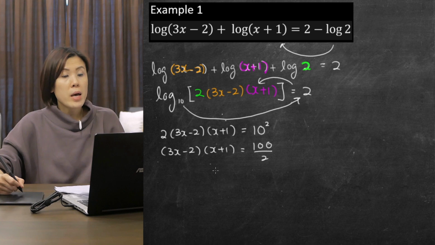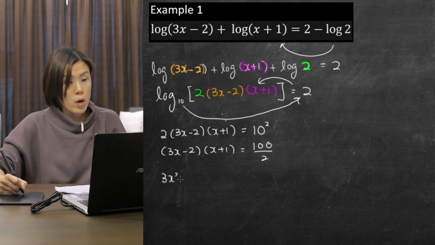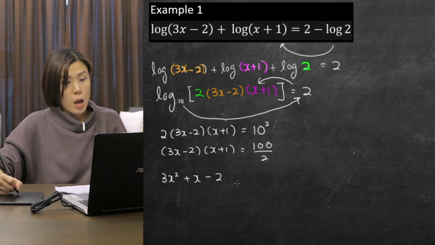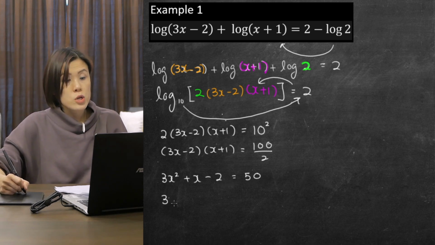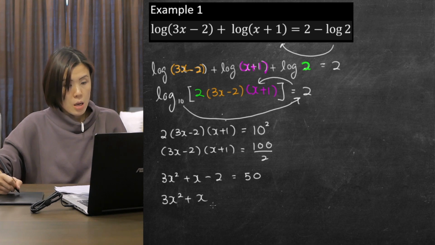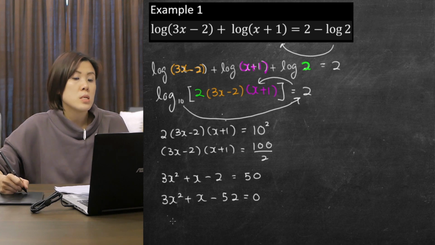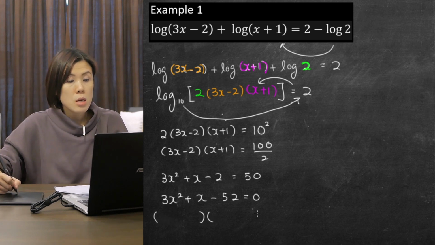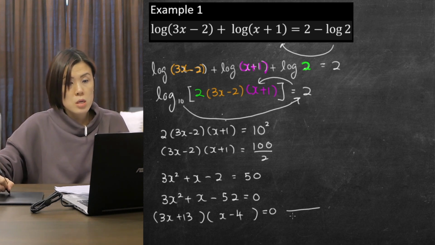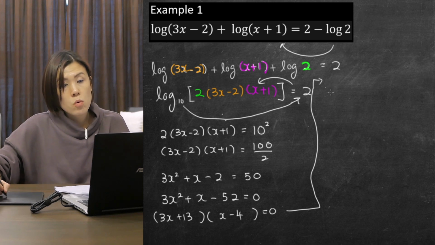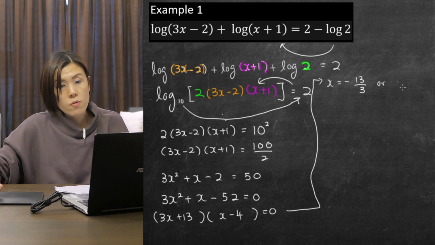Okay, and also we need to expand this. If we expand this, we will have 3x squared plus x minus 2, and the right side will become 50. 100 divided by 2 is 50. And this is actually a quadratic equation that can be arranged as 3x squared plus x minus 52 equals 0. And we can solve this equation by doing factorization. Then we will have (3x plus 13)(x minus 4). So in the end, our solution is x equals negative 13 over 3, or x equals 4.